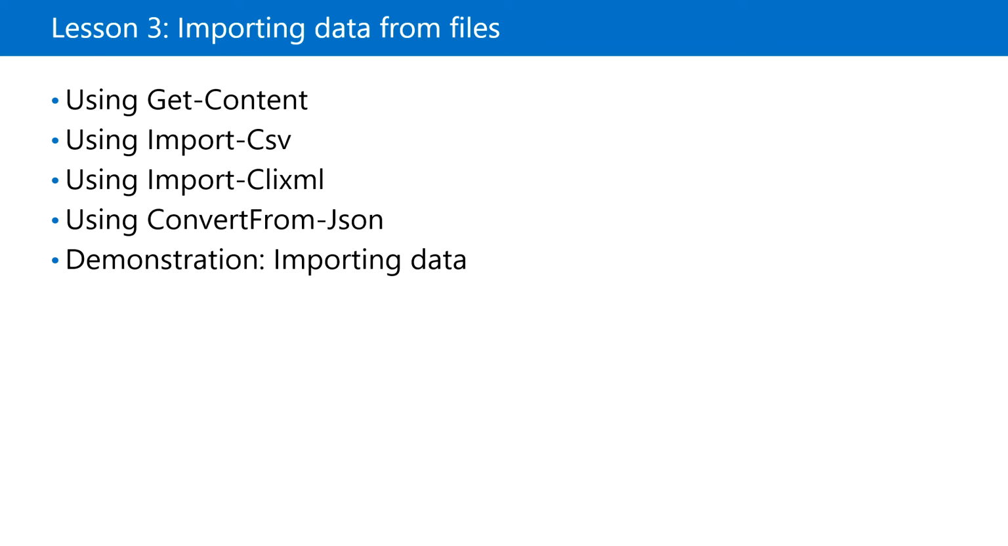In this lesson, we will see the following objectives: how to use Get-Content to read the file data, how to use Import-CSV to retrieve the data, how to use Import-CliXml to import the XML data, and how to use ConvertFrom-Json to work with the JSON data. And the last one, we'll see how to import data from the text, CSV, and XML files.